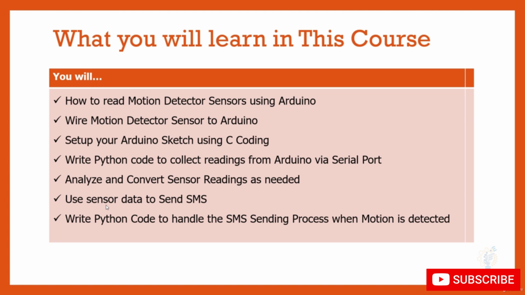In addition to that, you will write Python code to handle the SMS sending process when motion is detected. All lines of codes will be explained in details. In this course, you will learn Arduino, you will learn Python, you will learn motion detectors, you will learn how to communicate with Arduino using Python, and you will learn how to manipulate data that you receive from Arduino and how to connect to an online server to start sending SMS notification.